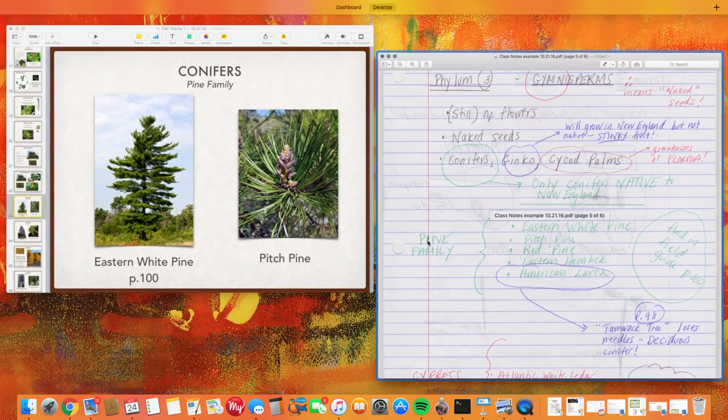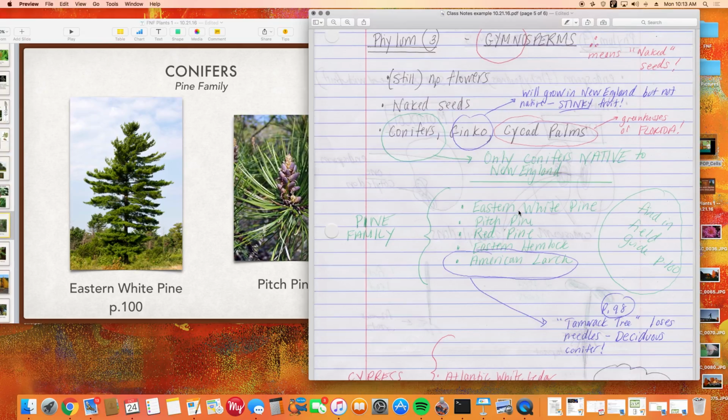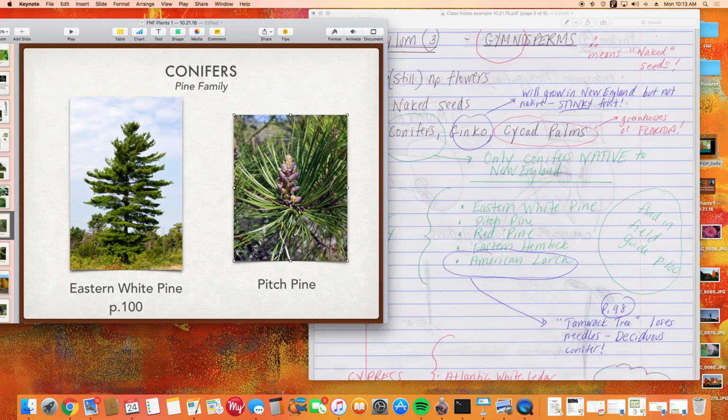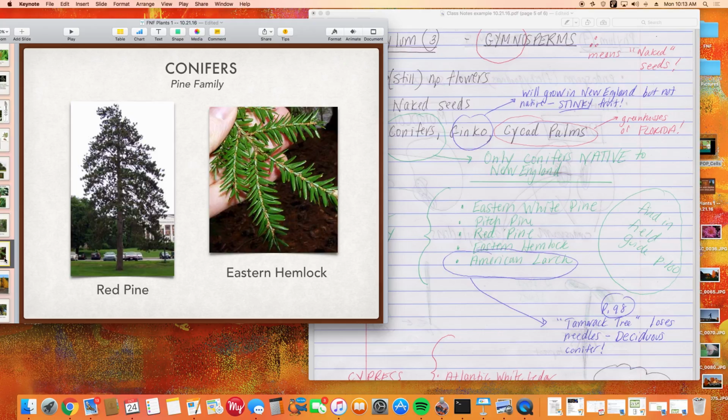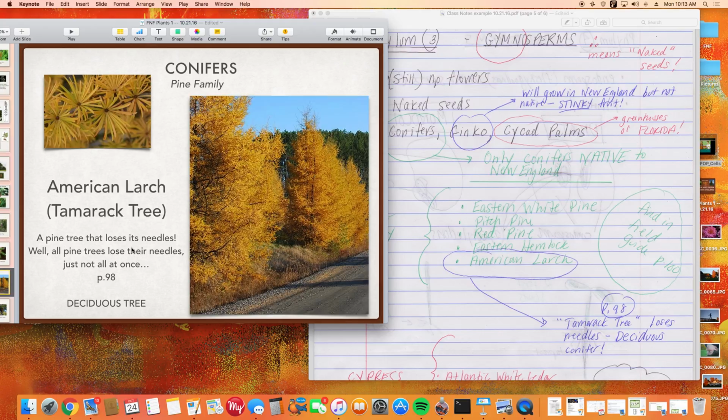All right. So in the pine family, we have the eastern white pine, the pitch pine, the red pine, the eastern hemlock, and then the American larch, which I circled and made some notes on because remember that was that special one. So here's our pine family. Okay. We talked about those. And then here's the larch tree. We talked about that one. That's a conifer that's deciduous.